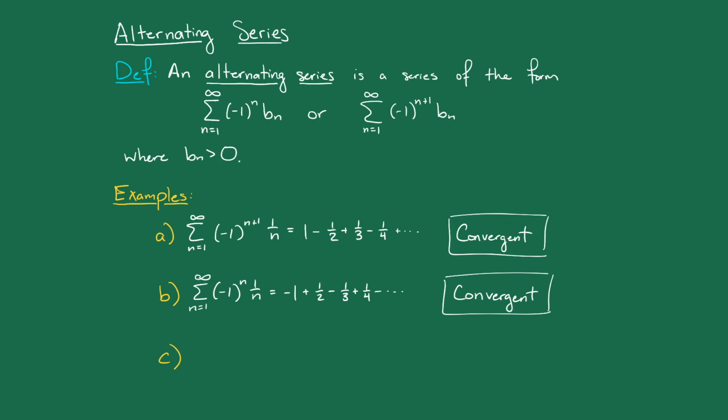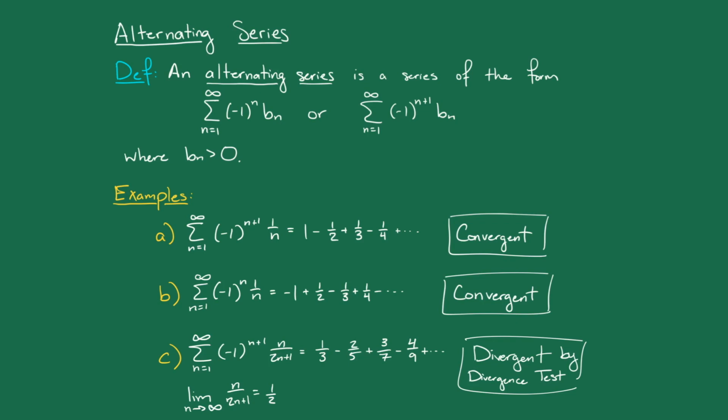As a final example, consider the series sum of (-1)^(n+1) times n over 2n+1. This series is certainly alternating because of the (-1)^(n+1), but does it converge? Well, notice that when we take the limit of the b_n's, we get a half. Therefore, the terms that we were summing over don't go to 0, and so the series diverges by the divergence test.